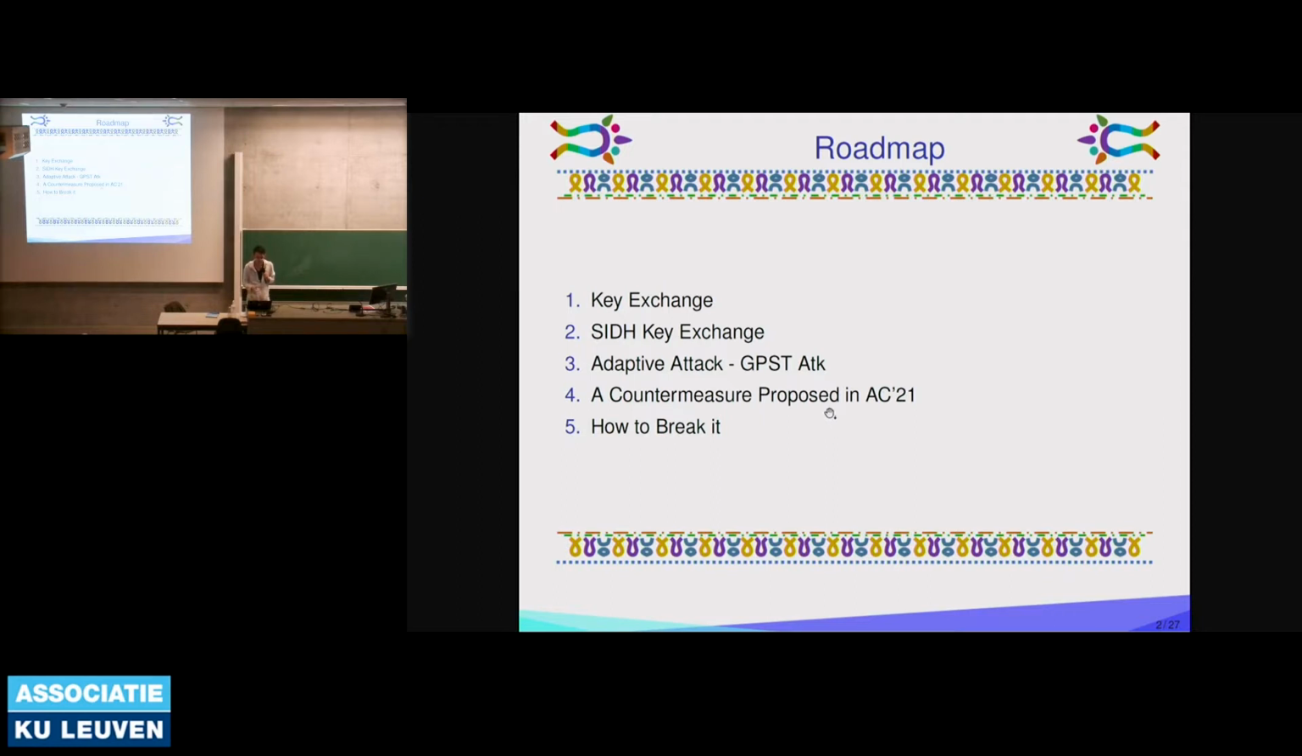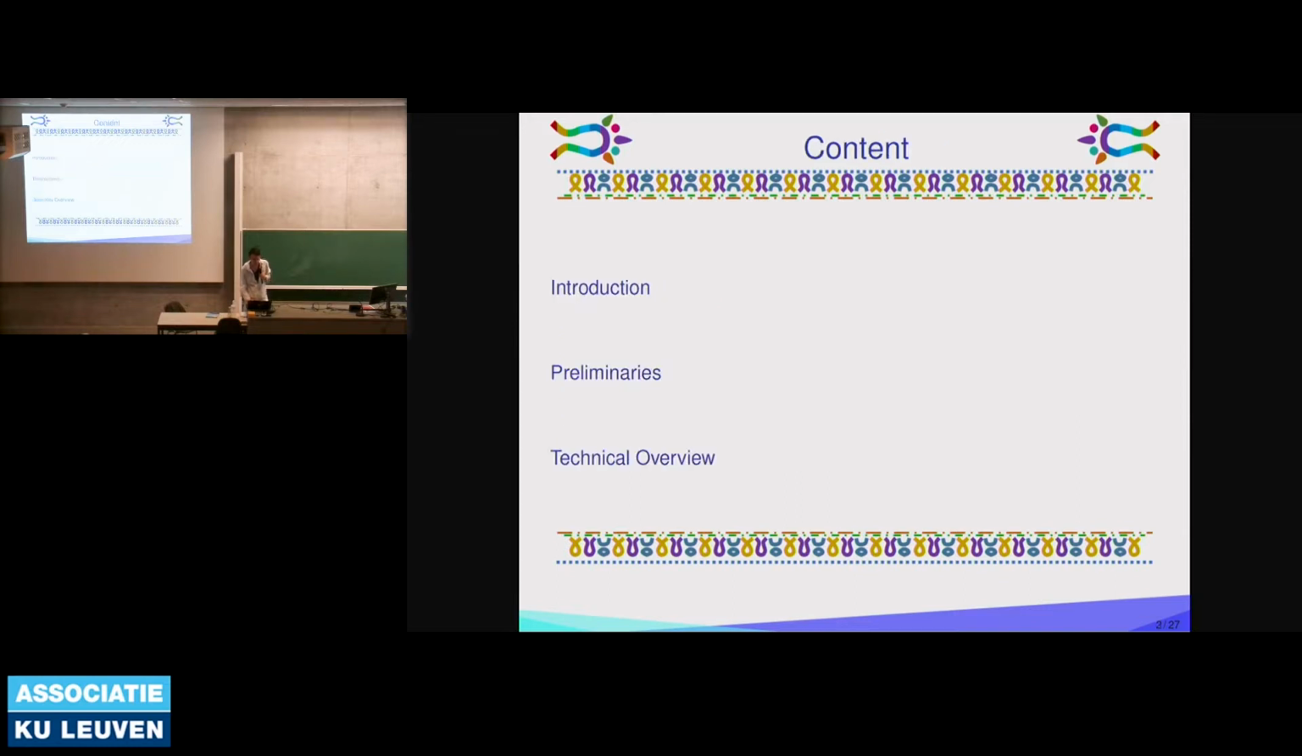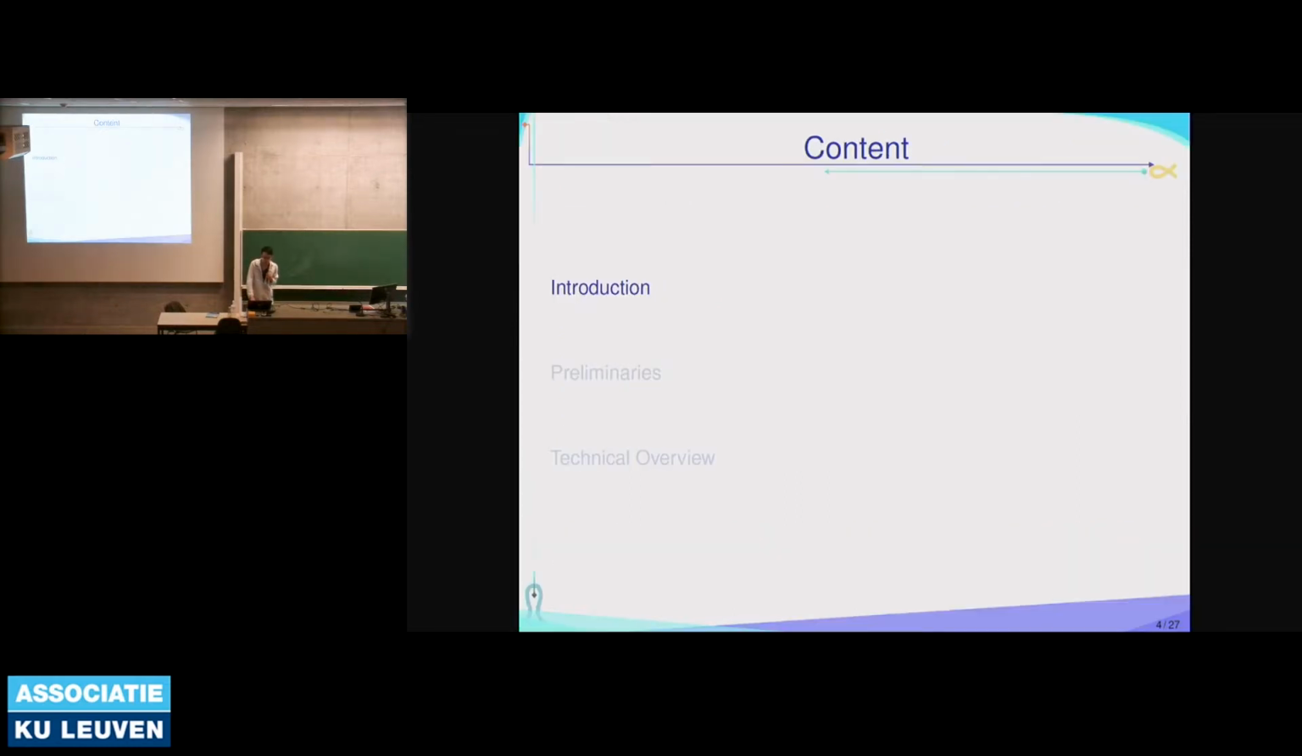And there's one countermeasure proposed in Asiacrypt last year to construct a variant of the SIDH scheme to prevent this, and they claim this can prevent any adaptive attack from their scheme. And finally, we show how to break it again, to present a new variant of this GPST adaptive attack. So we start from the introduction.